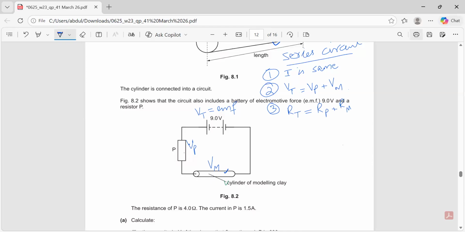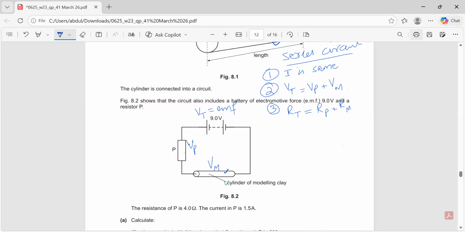So these are the properties you have to memorize all the time in a series circuit. Number one, current is the same through each component in a series circuit. Then the total EMF of the battery, or the total voltage, will be equal to the sum of the potential differences across the components which are connected in series. What do I mean by saying that?